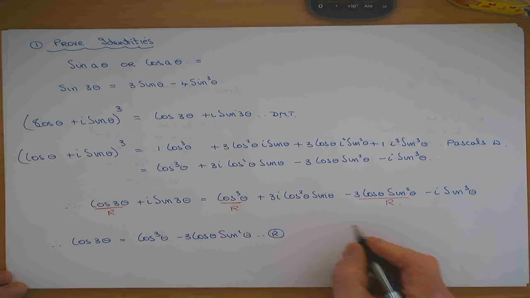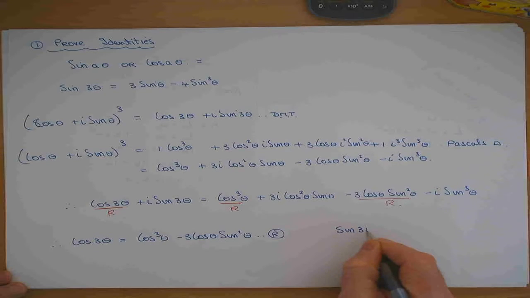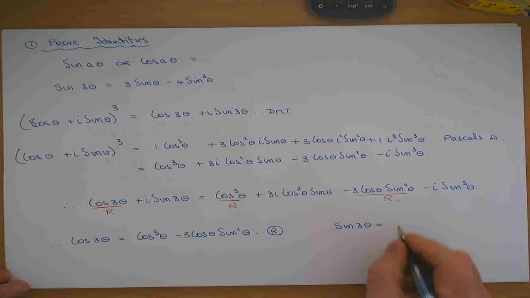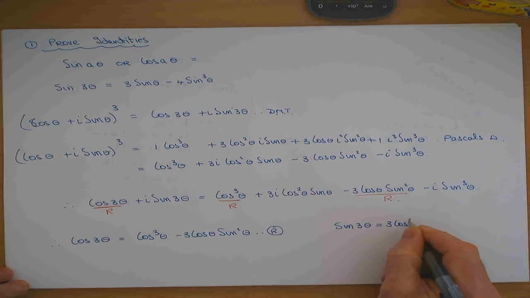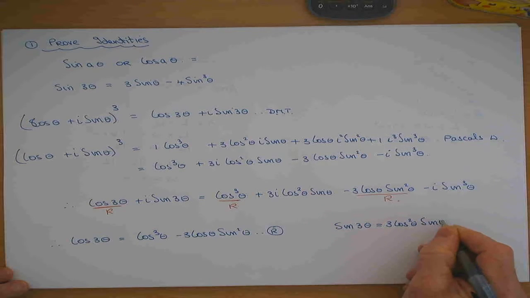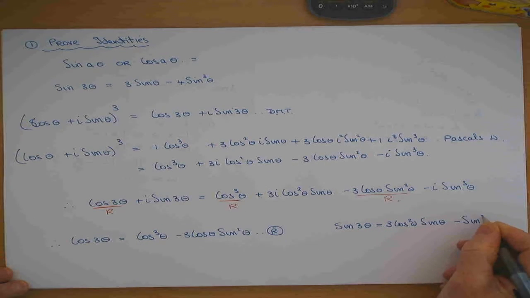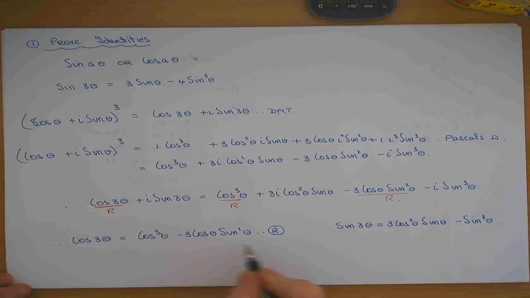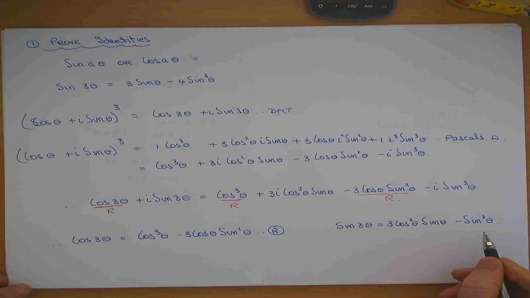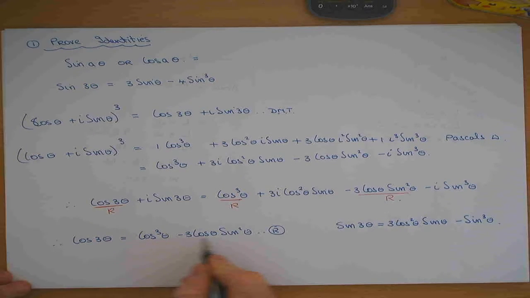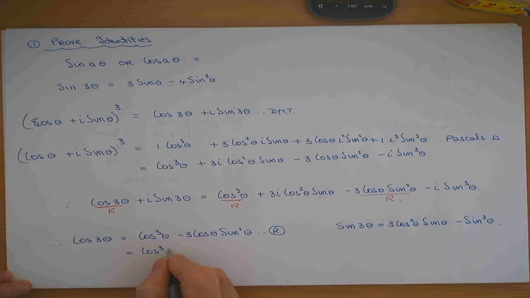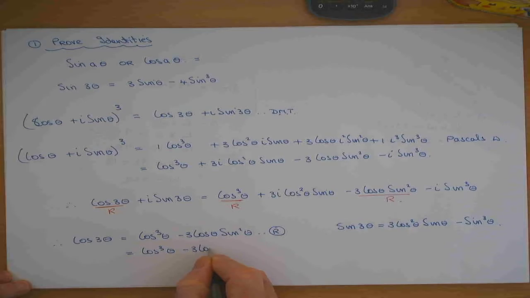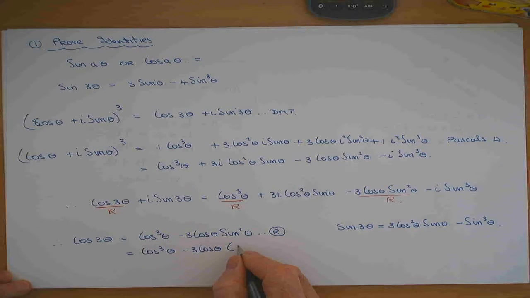Sine 3 theta iotas. So I can say sine 3 theta is equal to 3 cos squared theta sine theta minus sine cubed theta. So if I'm looking for cos 3 theta, I use this. If I'm looking for sine 3 theta, I use this. Here I want this in all cosines. How will I get rid of sine squared?